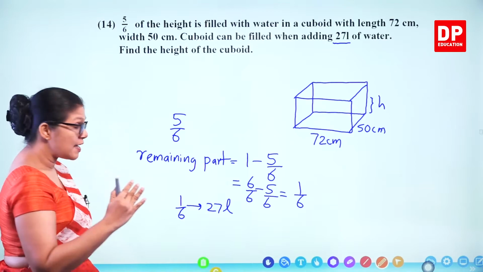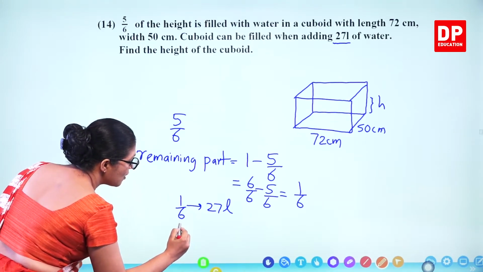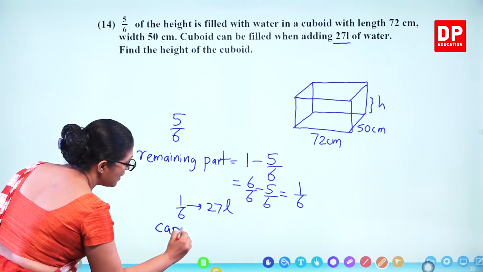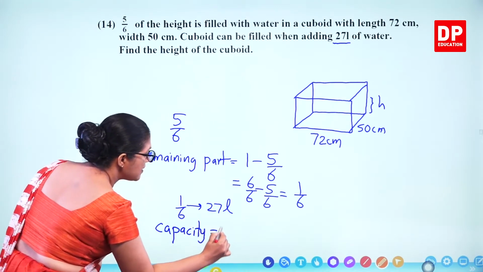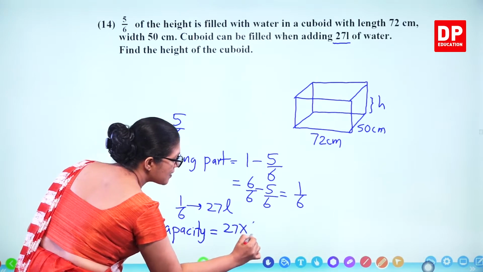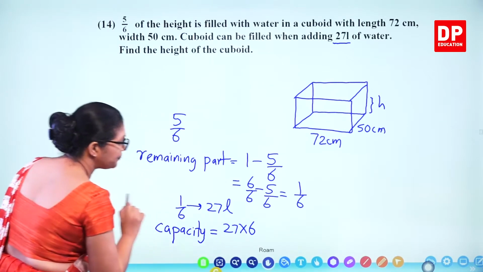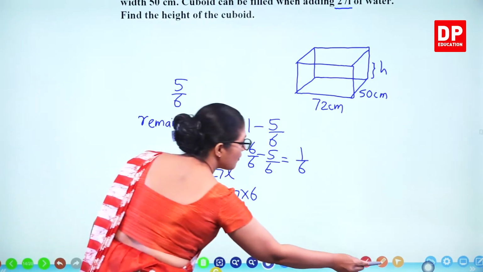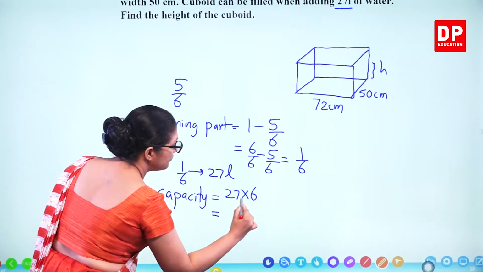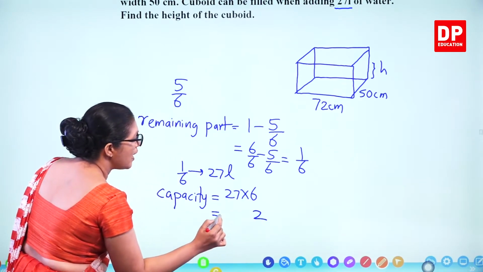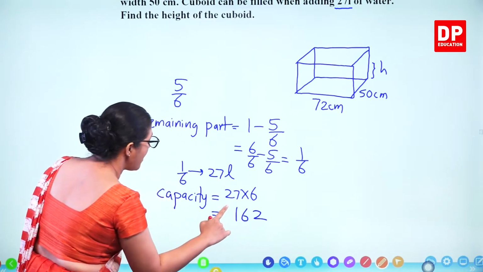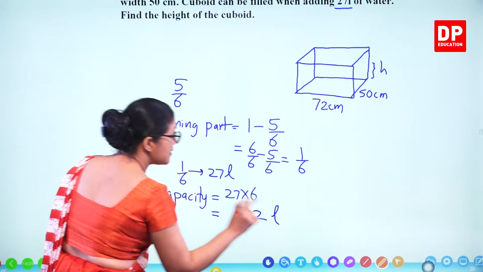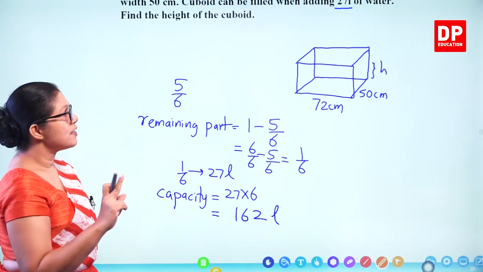That means 6 parts, so 6/6. So the capacity of the tank is 27 times 6. So what's the value? You get 42 and 12 plus 4, 8. 12 plus 4, 16. 162 liters is the capacity of the tank.